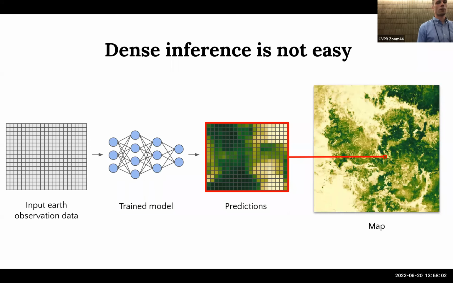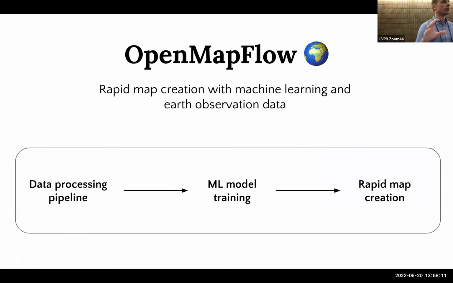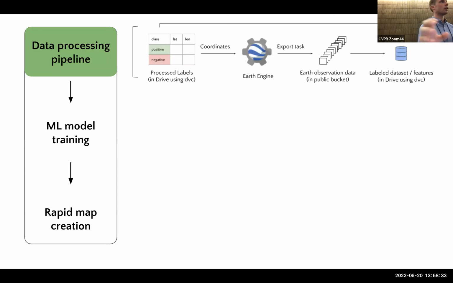And so this is perhaps the reason that it hasn't really been explored as far. And so OpenMapFlow, this package that we'll be demoing today, is basically meant to make dense inference easy. And it does that by having these three components. It provides a data processing pipeline, machine learning model training, and then the ability to do rapid map creation, in other words, dense inference.